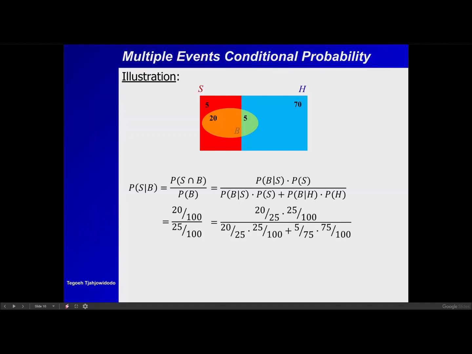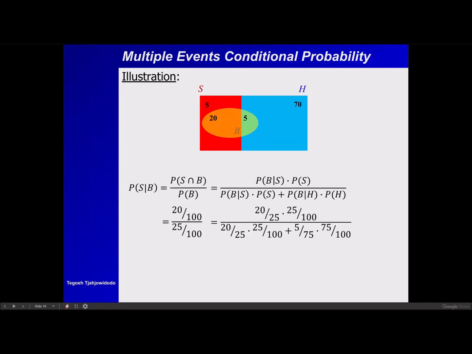But within this population, let's say, we have another event B where for this case the probability of B given H is equal to 5. The probability of B given S is equal to 20.